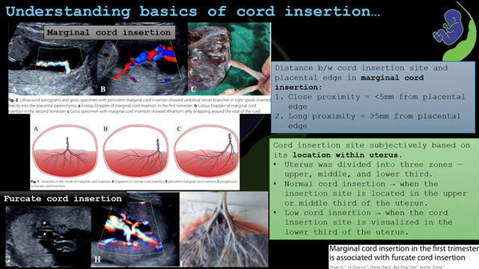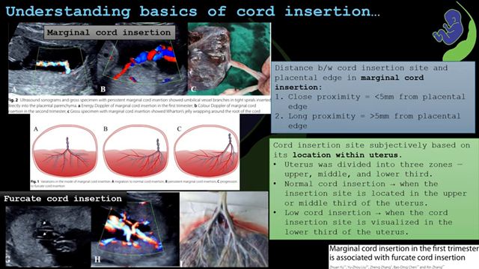Now, the cord insertion site can also be classified subjectively based on its location within the uterus. For this, we have to subjectively divide the uterus into 3 zones longitudinally, as upper, middle, and lower third. If the cord insertion site is visualized in the lower third of the uterus, then it becomes lower cord insertion. When the insertion is located in the upper and the middle third of the uterus, it is called normal cord insertion. Now let's see what is furcate cord insertion.